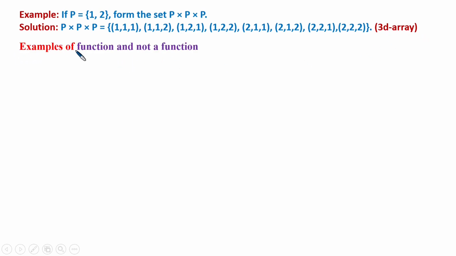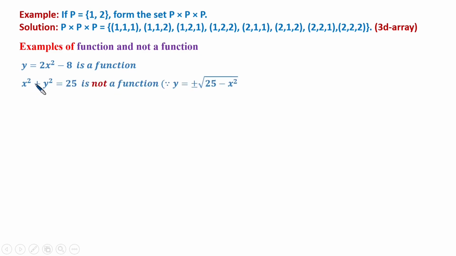Now let us discuss examples of functions and non-functions. So this, y is equal to 2x square minus 8. Definitely for each x you have only one output. So it is a function. And similarly, this, x square plus y square is 25, is not a function, because if I take this x square here, 25 minus x square, and then y square, if I take a square root of it, it can be either plus or minus. So now for a given x you have two y values. So this is not a function. But if I say it is plus instead of plus or minus, then it is a function.